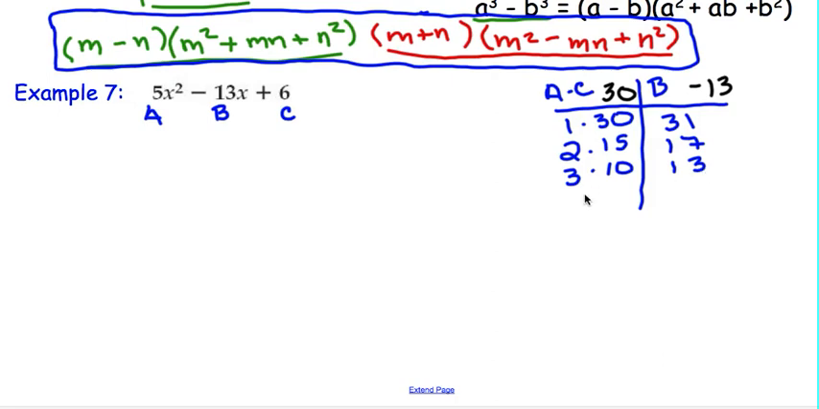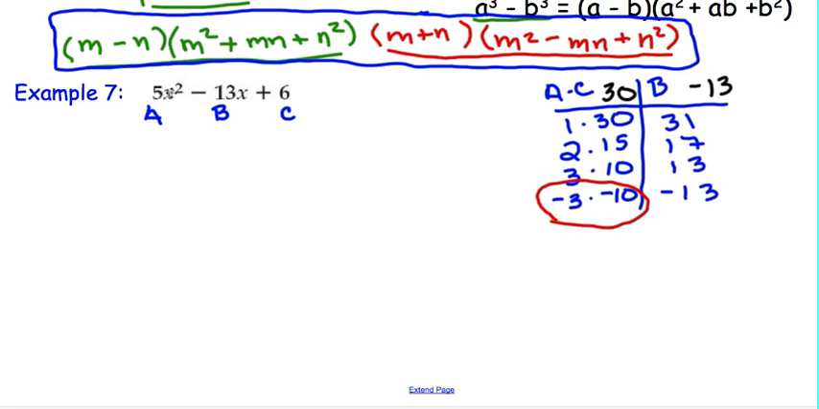So I'm sure some of you are already saying, well, let's use negative 3 times negative 10. And when you add that, you do get negative 13. So this is the set of factors that we are going to use as we move forward in this problem.